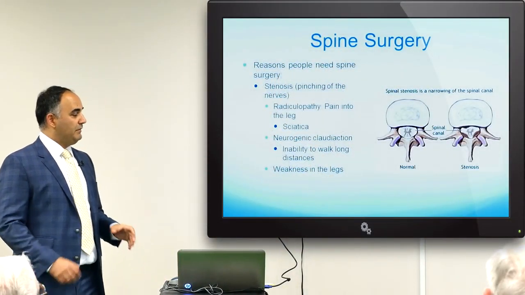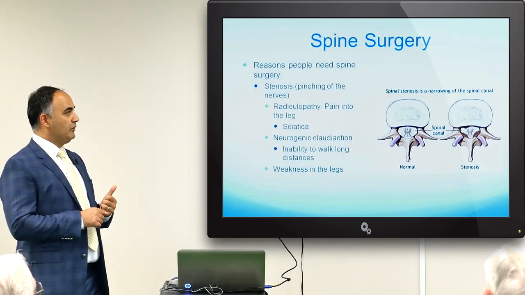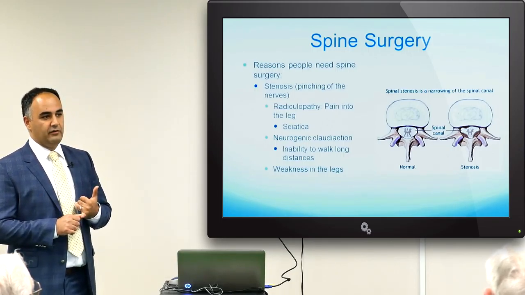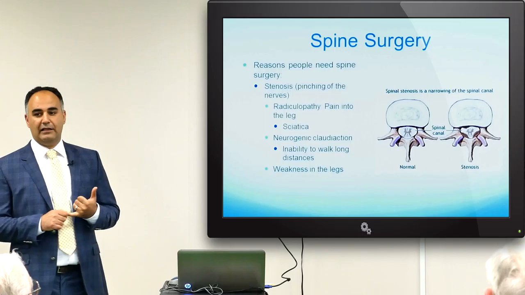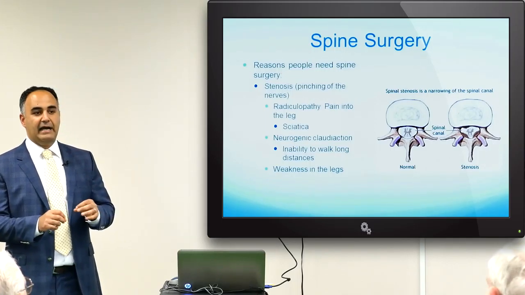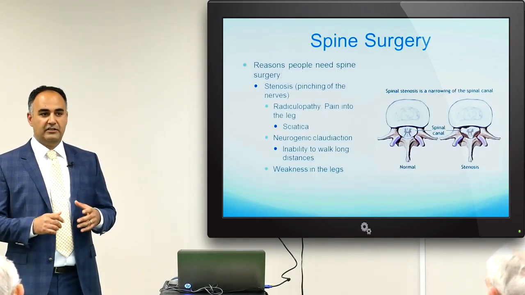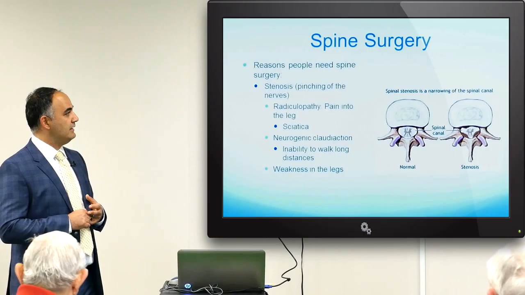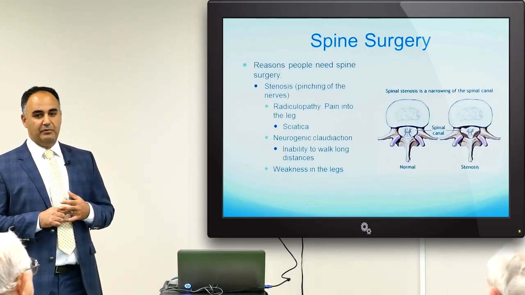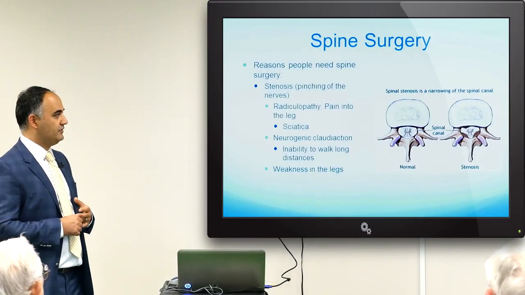So in my opinion, there are certain reasons why people need spine surgery, okay? Number one is stenosis or pinching of the nerves. And that can lead to radiculopathy, which is pain down your leg in a very specific pattern. Depending on what nerve is being hit, you can pretty much gauge what the patient's going to say their pain is. Sciatica is a very good example. People come in and say, I have sciatic pain, it goes right down the back of my leg. That's usually a nerve pain that comes from the back.